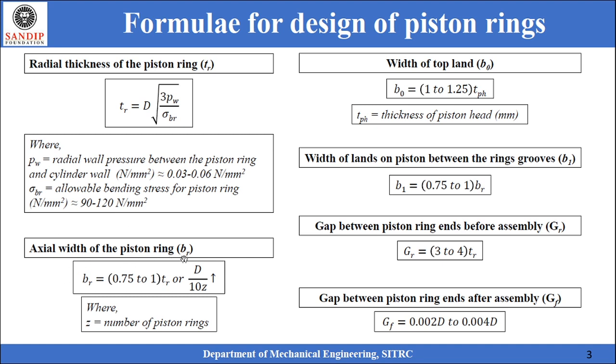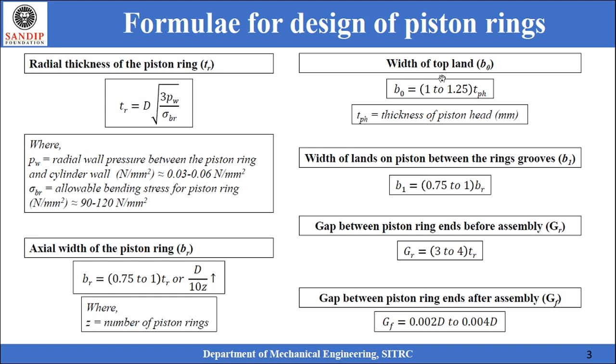Axial width of the piston ring, BR, is given by two formulae, and the higher value achieved from both these formulae is considered. It is 0.75 to 1 times TR, that is radial thickness of the piston ring, or D by 10Z. Higher value achieved out of these two formulae is used for BR. In this formula, Z represents the number of piston rings.